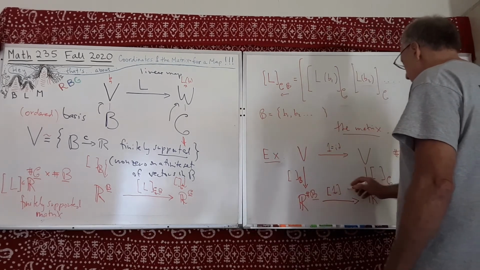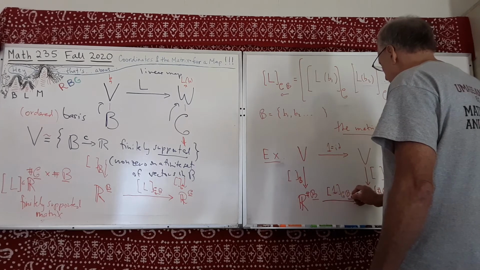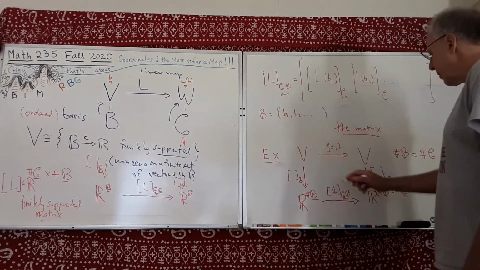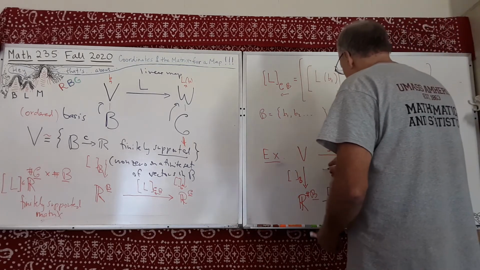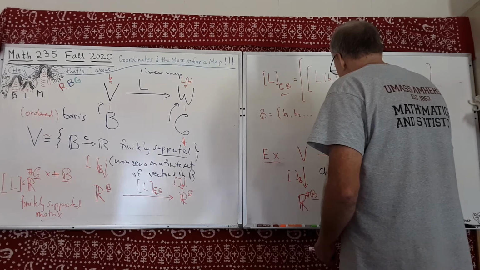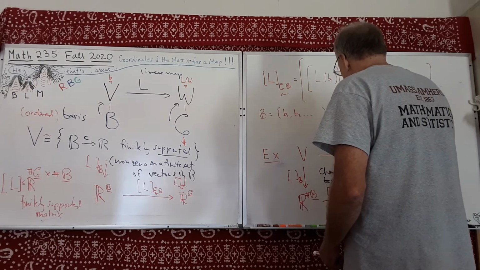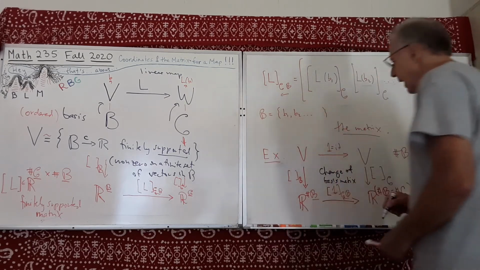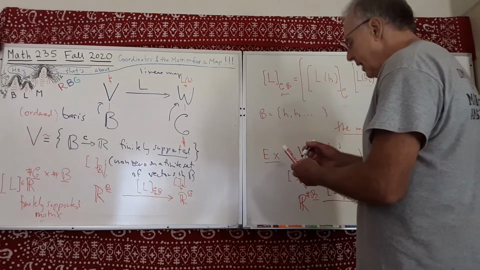Between these two bases. So the notation would be like this. The arrow going that way. So this is the so-called change of basis matrix. And you'll find this discussed a little bit in chapter 4.